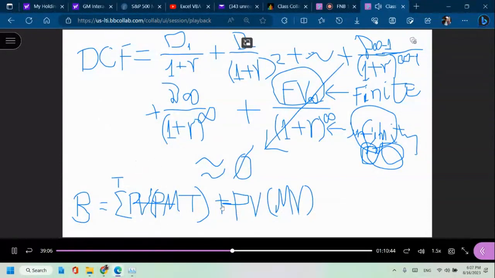Then what do you see? All you see is just the present values of all these dividends. All you see is the present value of all these dividends. So that's why it's called DDM, dividend discount model, right? It's called DDM for that reason. Now, because all cash flow is dividend. Okay, so let me erase this.